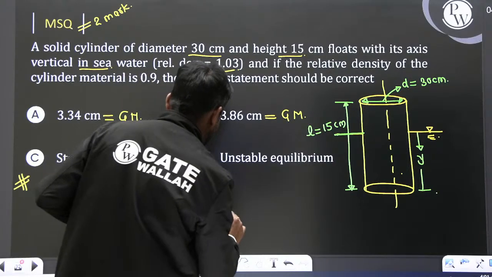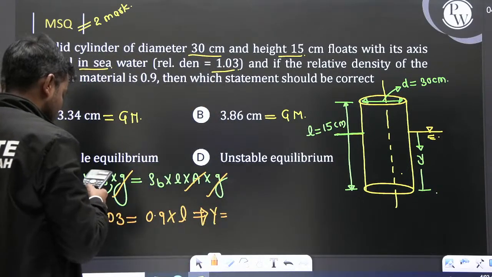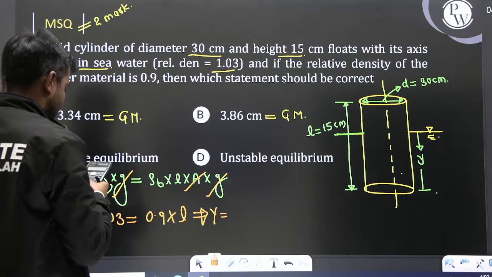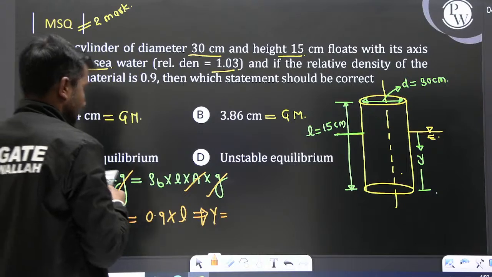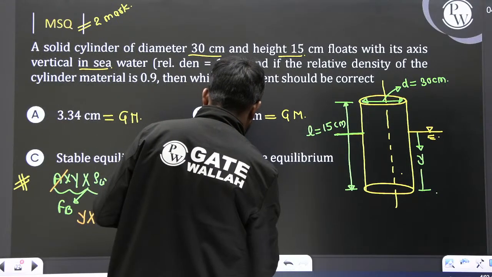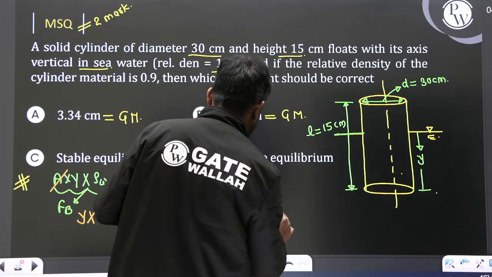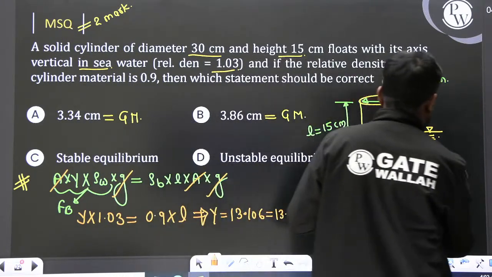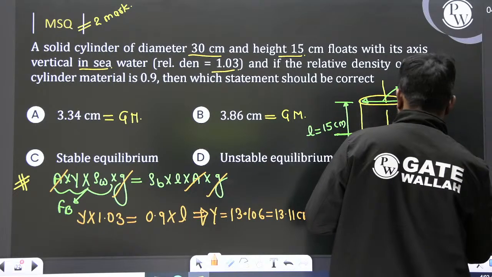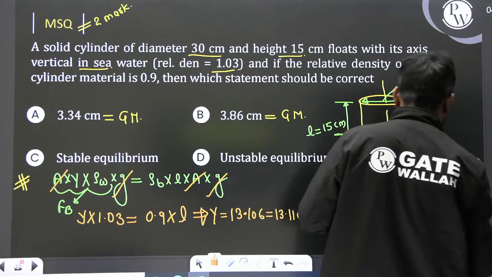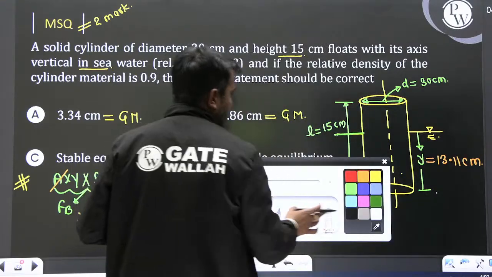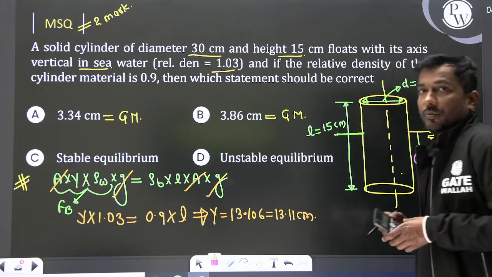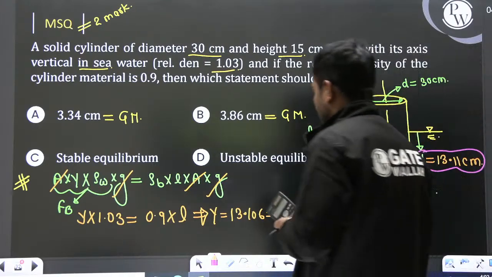So what is the value of Y? 0.9 multiplied by 15, divided by 1.03. That will come out to 13.106, or you can say 13.11 centimeter.